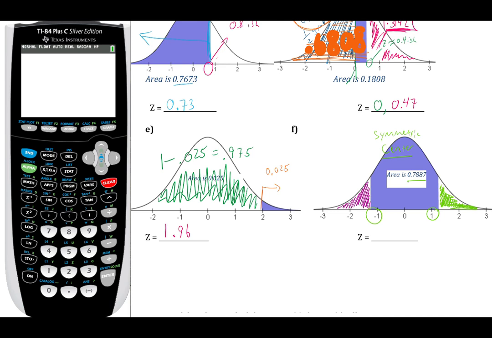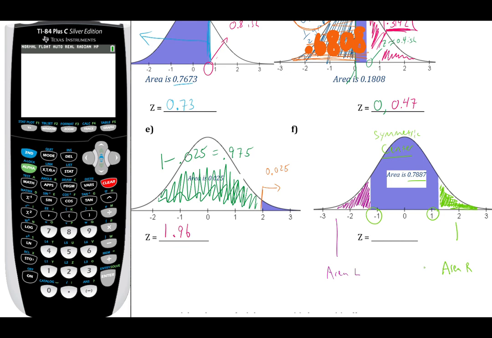I don't have that option, so I need to do this in multiple different regions. So I know that this area here, we can call this area L, and I know that this area here, we can call this area R. How's that? Left and right.